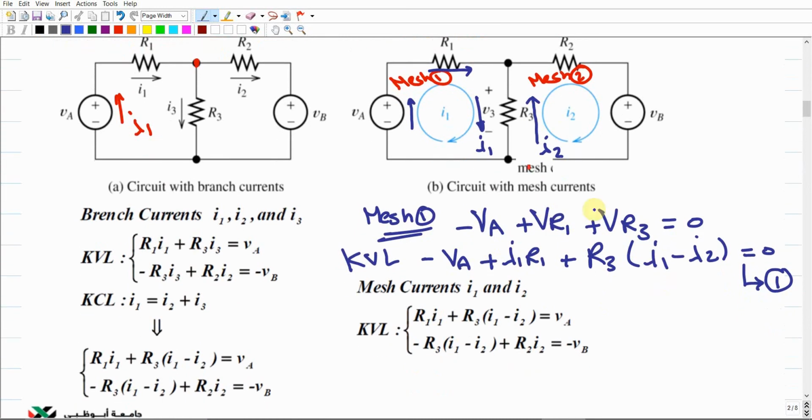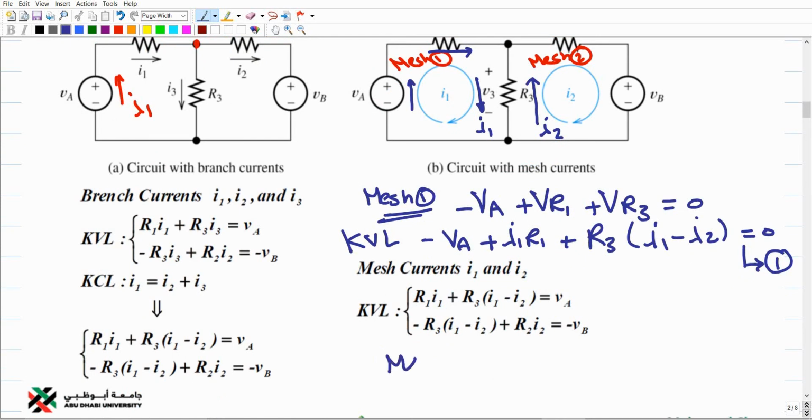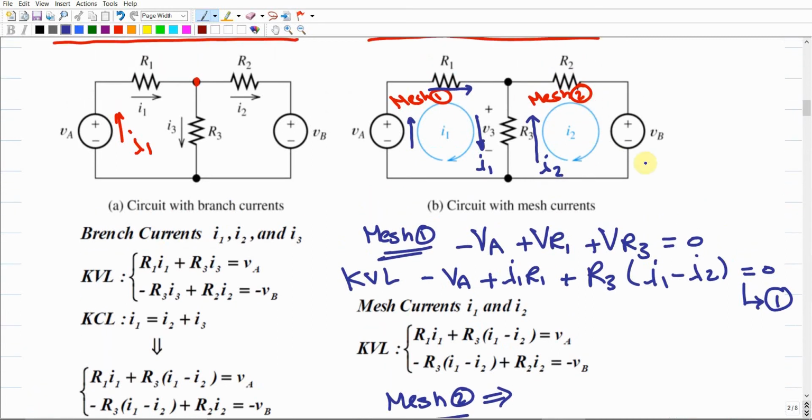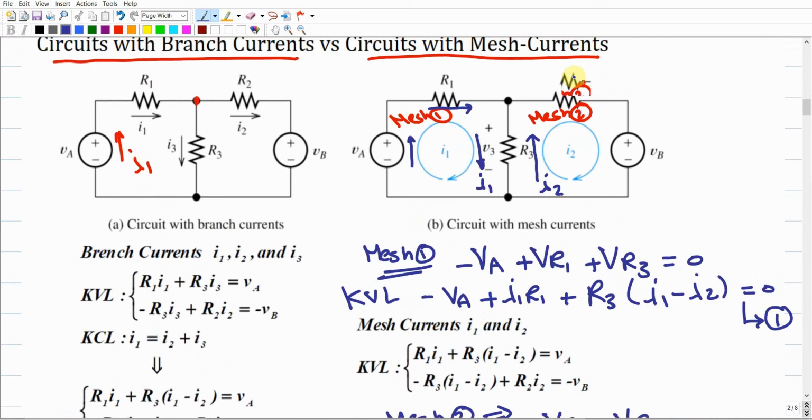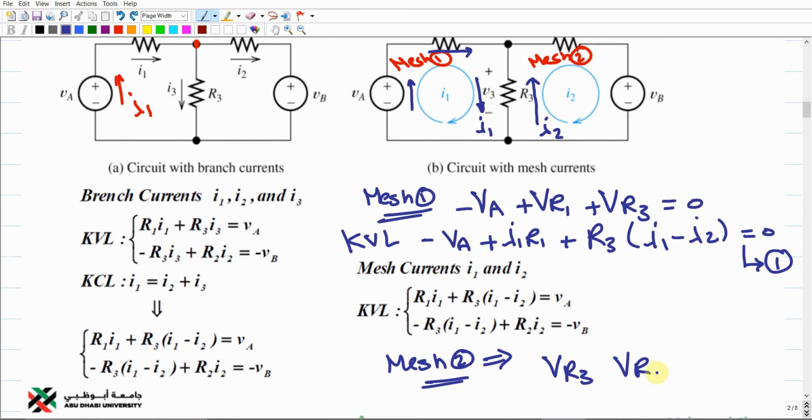Let us apply the same for the second mesh, mesh 2. Here we have three electrical elements, right? One is a volt source, which is this one. The others are all resistors. So in total we should have VR3, and VR2, which is the voltage over the second resistor. And in addition, we should have VB equals 0.